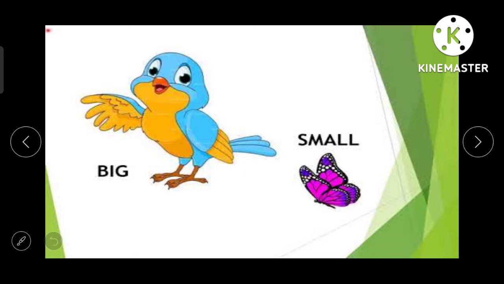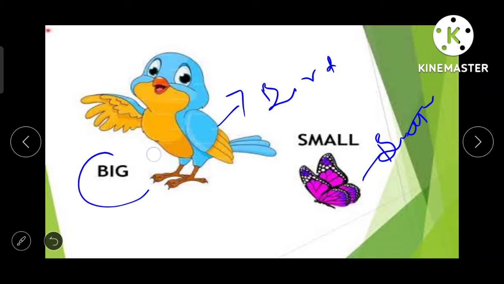On the screen now, bird and butterfly. So bird is big in size. Bird is big in size, and compared to bird, butterfly is small in size. If we compare the two, bird and butterfly, what is there in the size of both? There is a difference. Bird is big and butterfly is small.